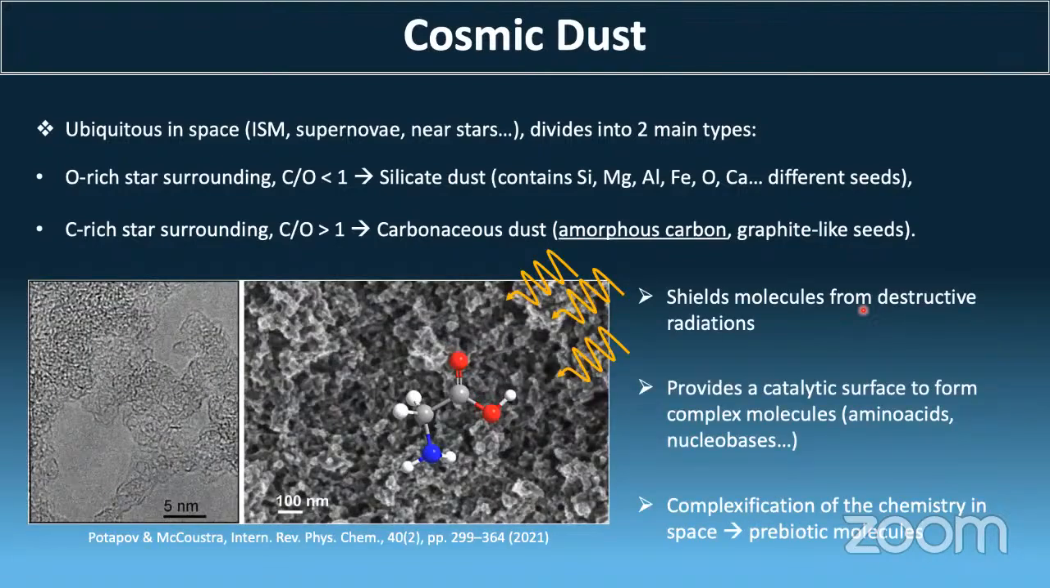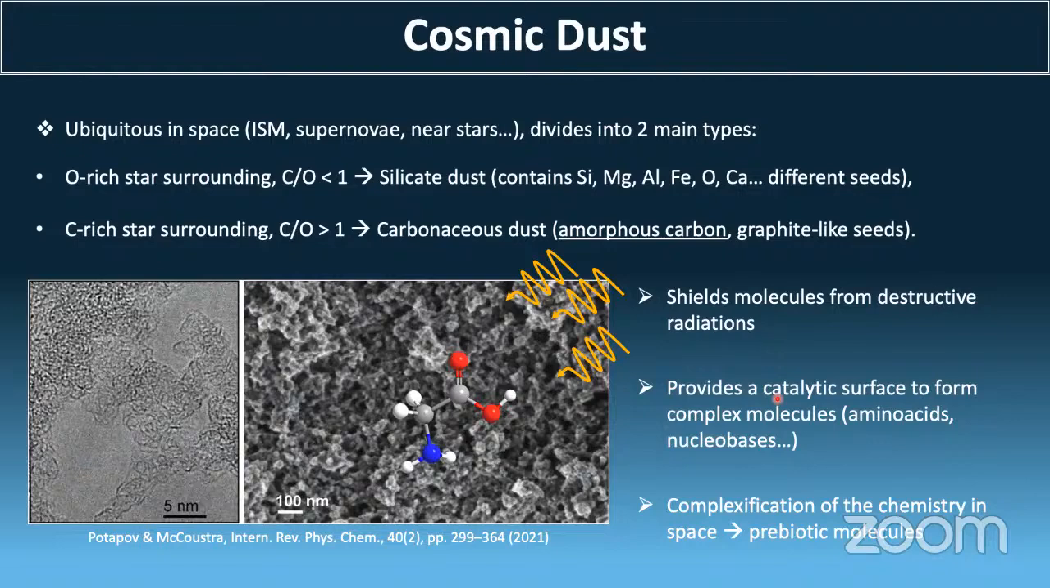Why dust is so important, in addition to the fact that it's ubiquitous, is because it is very useful in shielding molecules from being destroyed by radiation. The molecules that can be trapped on the dust cannot be destroyed as easily. Also, the molecules present can roam around the surface, and so the surface will act as a catalyst and help form complex molecules like amino acids or nucleobases. This dust is very important because it's the reason why the chemistry in space is so complex and can form such large molecules.